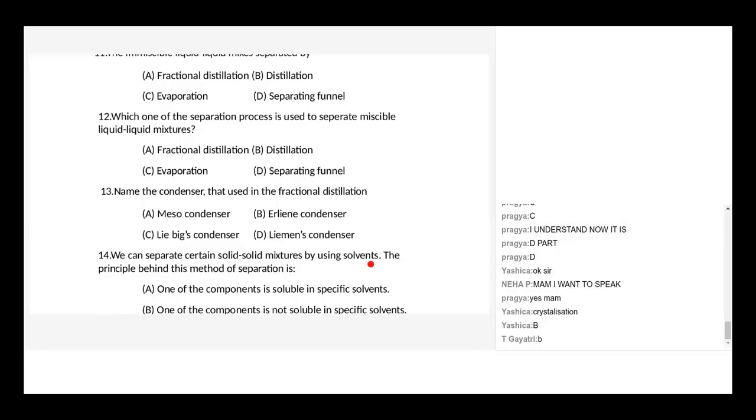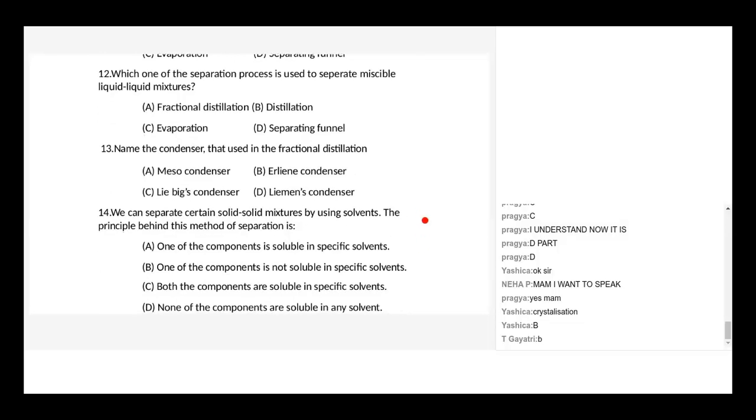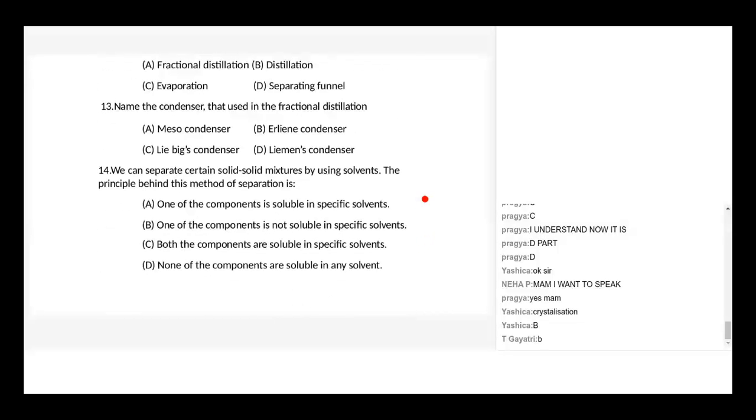We can separate certain solid mixtures by using solvents. The principle behind the methods of separation: when two solids are mixed up and we add water, one of the components dissolves in the water and the other one won't. So we can filter the solution, so that one of the solids remains on the filter and the remaining solution passes through. If we go for the evaporation process, then we can separate the other component also.